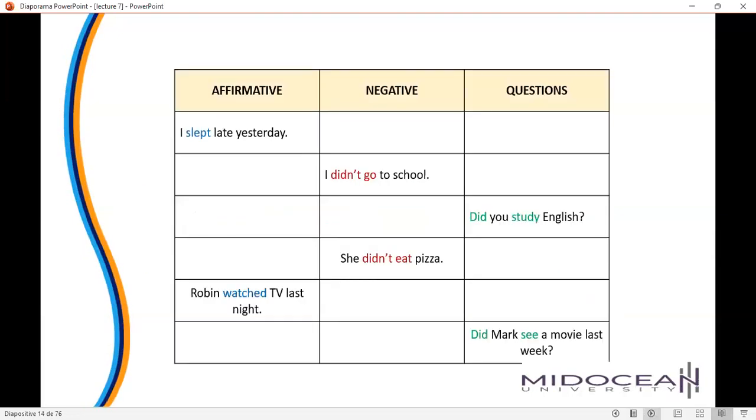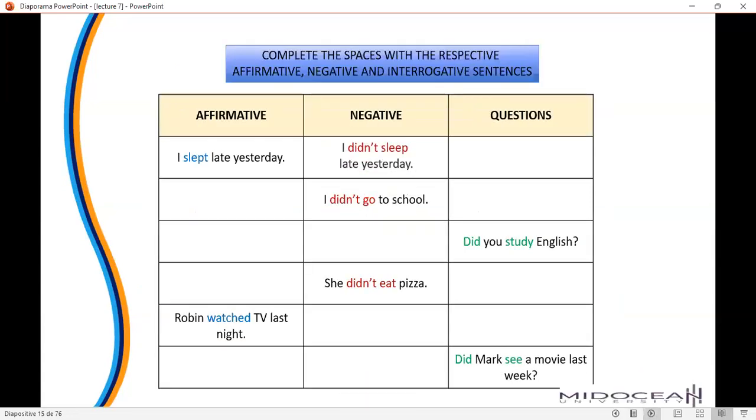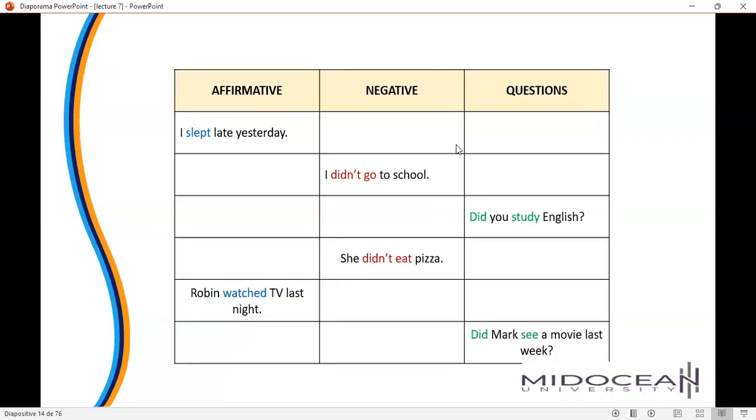Okay, now let's practice. Complete the spaces with the respective affirmative, negative, and interrogative sentences. So take 5 minutes, and think about the answers.